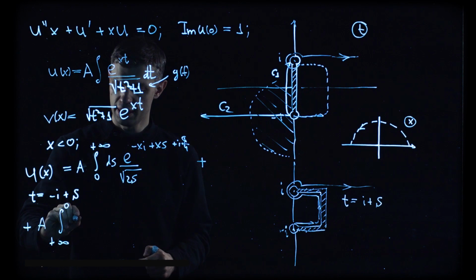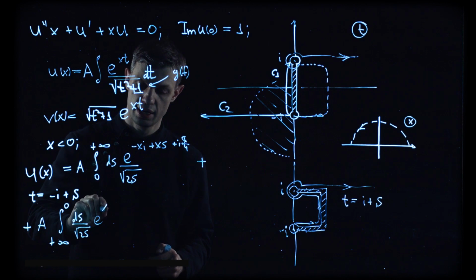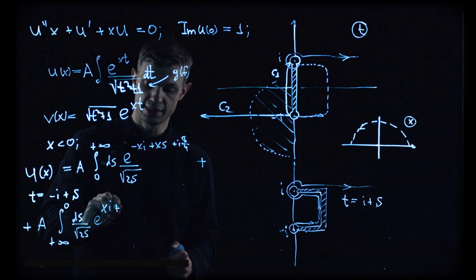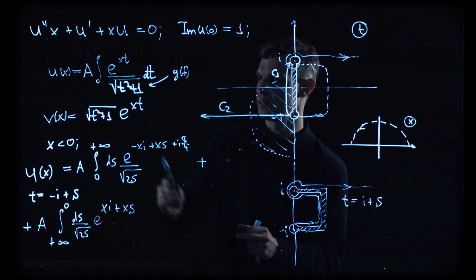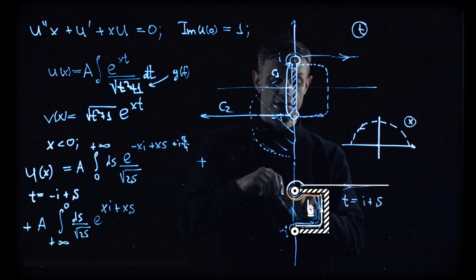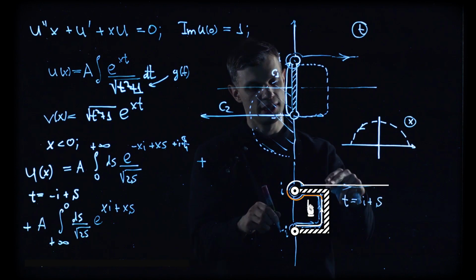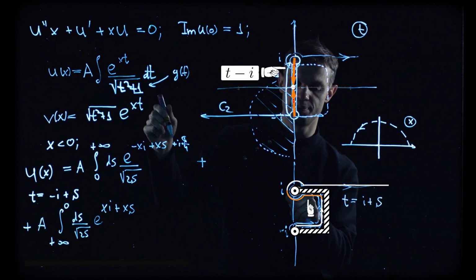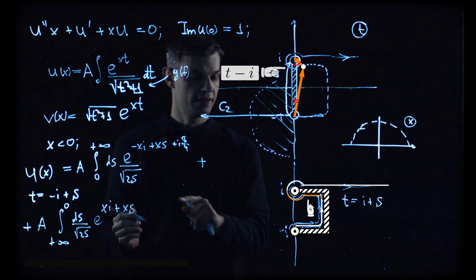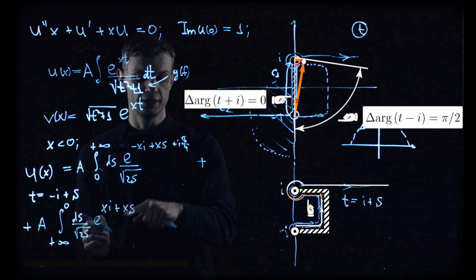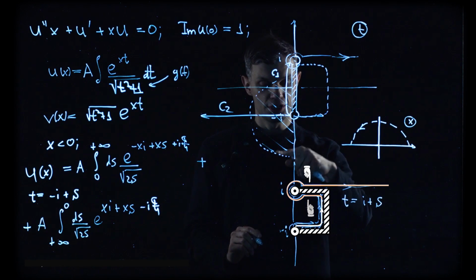Yeah, ds again over square root of 2s e to xi plus xs. And again, we need to define correctly the argument of this g of t function. So here we go again. The vertical direction here was positive. And when we are on this horizontal line, the t minus I factor changes its argument by plus pi by 2. So we have the addition here pi by 4, since it's square root, and minus pi by 4, since we switch to denominator. And we make a full rotation.